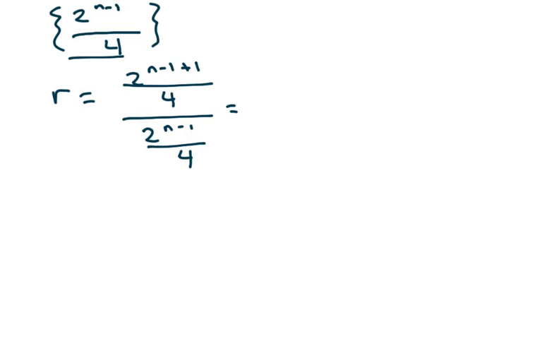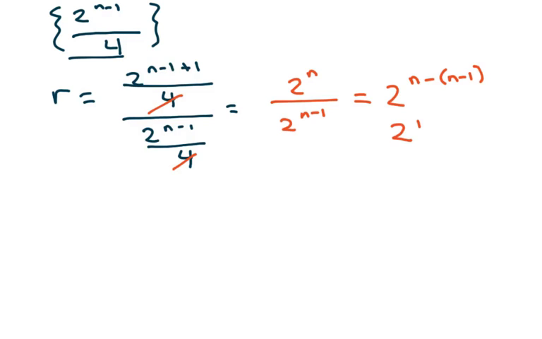Okay, in this case, the 4's cancel here, and you're going to get 2 to the n over 2 to the n minus 1, and you subtract using your quotient property. Make sure you use parentheses here, so you're going to get 2 to the first power, because this would be n minus n plus 1, so that cancels. Alright, so that's your common ratio, and then you just find your 4 terms and plug in your numbers.